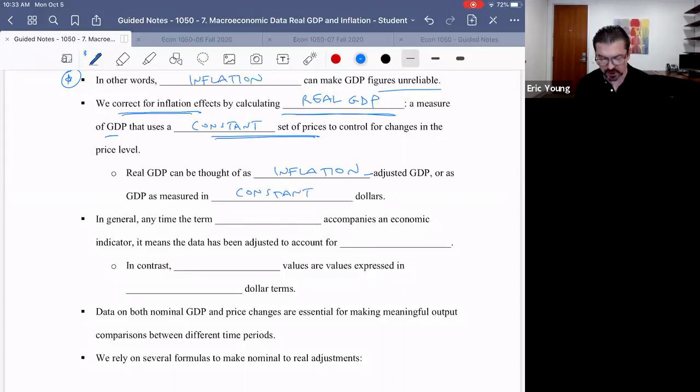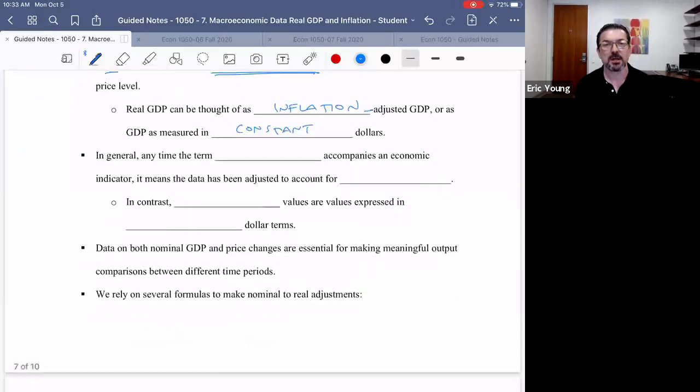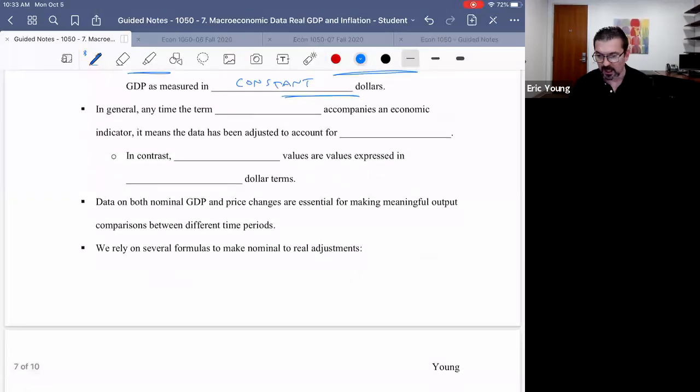You can also think of real GDP as GDP measured in constant dollars. In fact, you'll hear those terms used interchangeably in economics. You'll hear, oh, it's a real value, or it's an inflation adjusted value, or we're measuring this variable in constant dollars. You'll hear different variations of this terminology. It all means the same thing: we're stripping away the effects of inflation. So we're going to think of this as real GDP, which we can also think of as inflation adjusted GDP or constant dollars GDP.